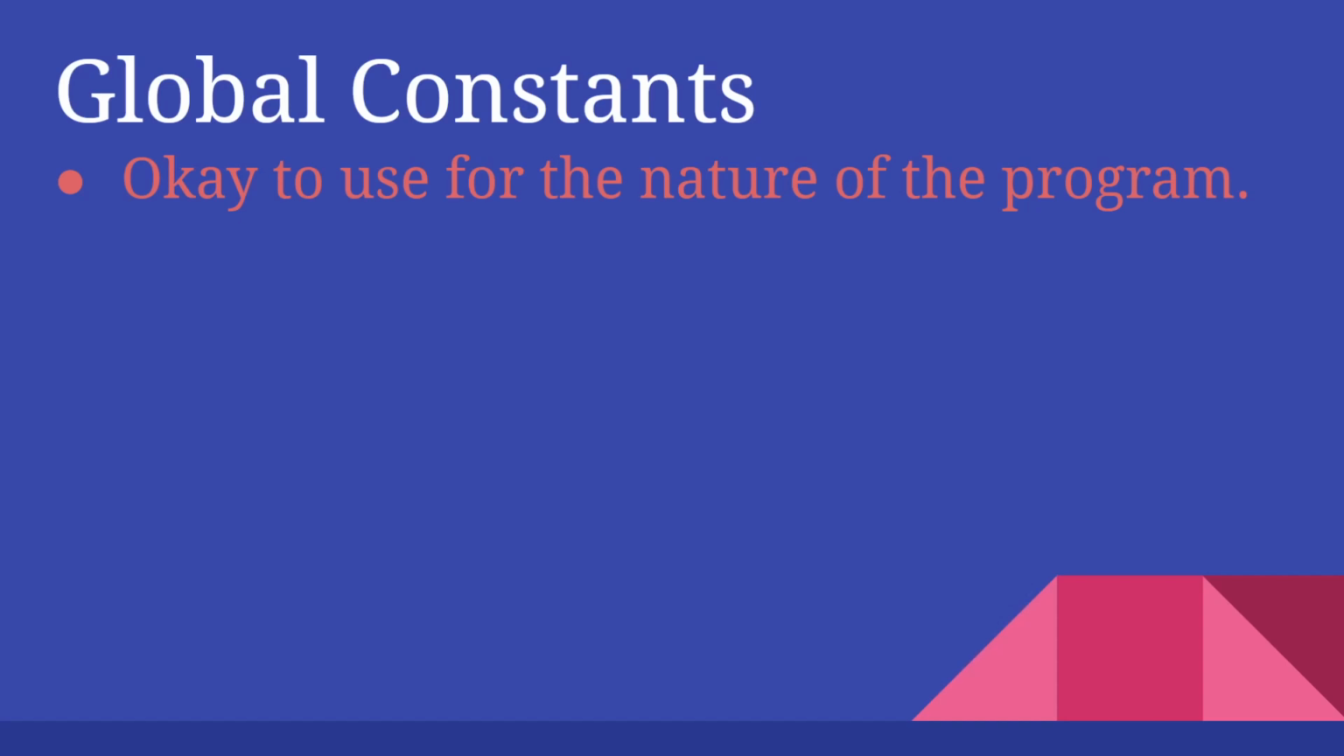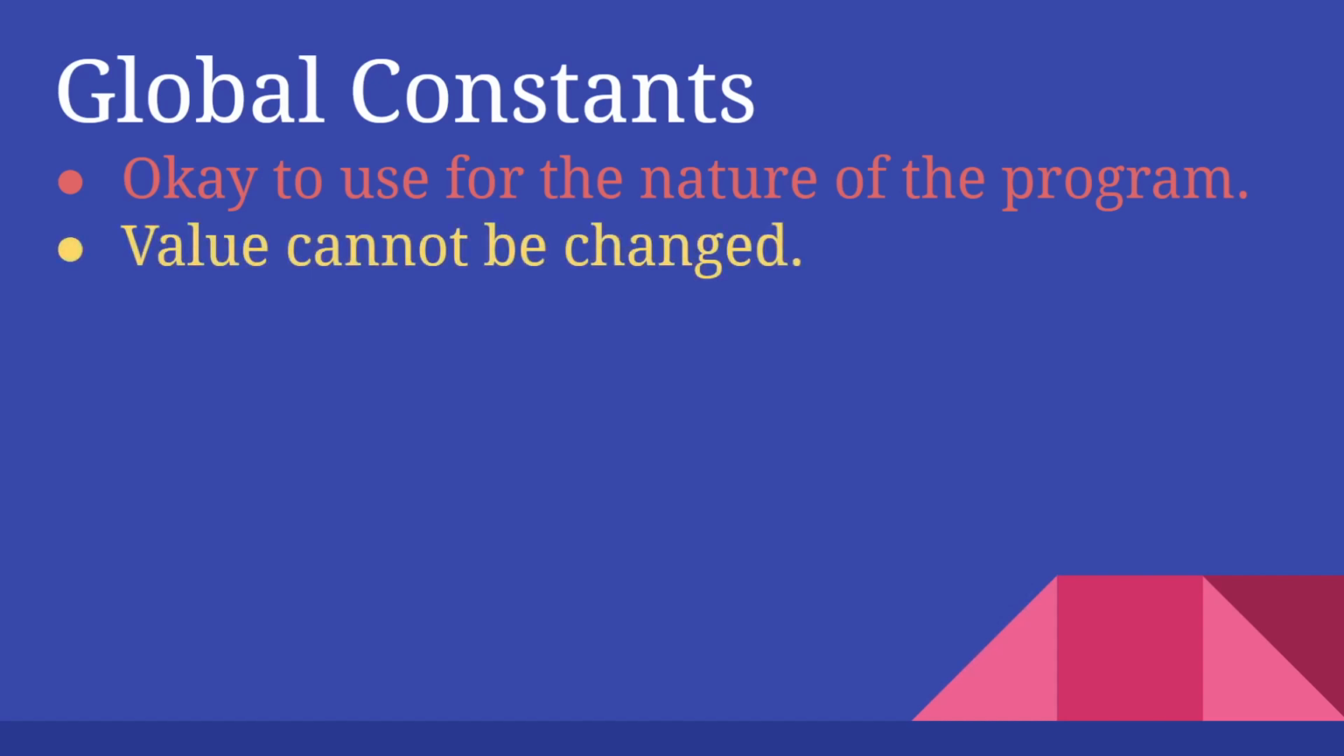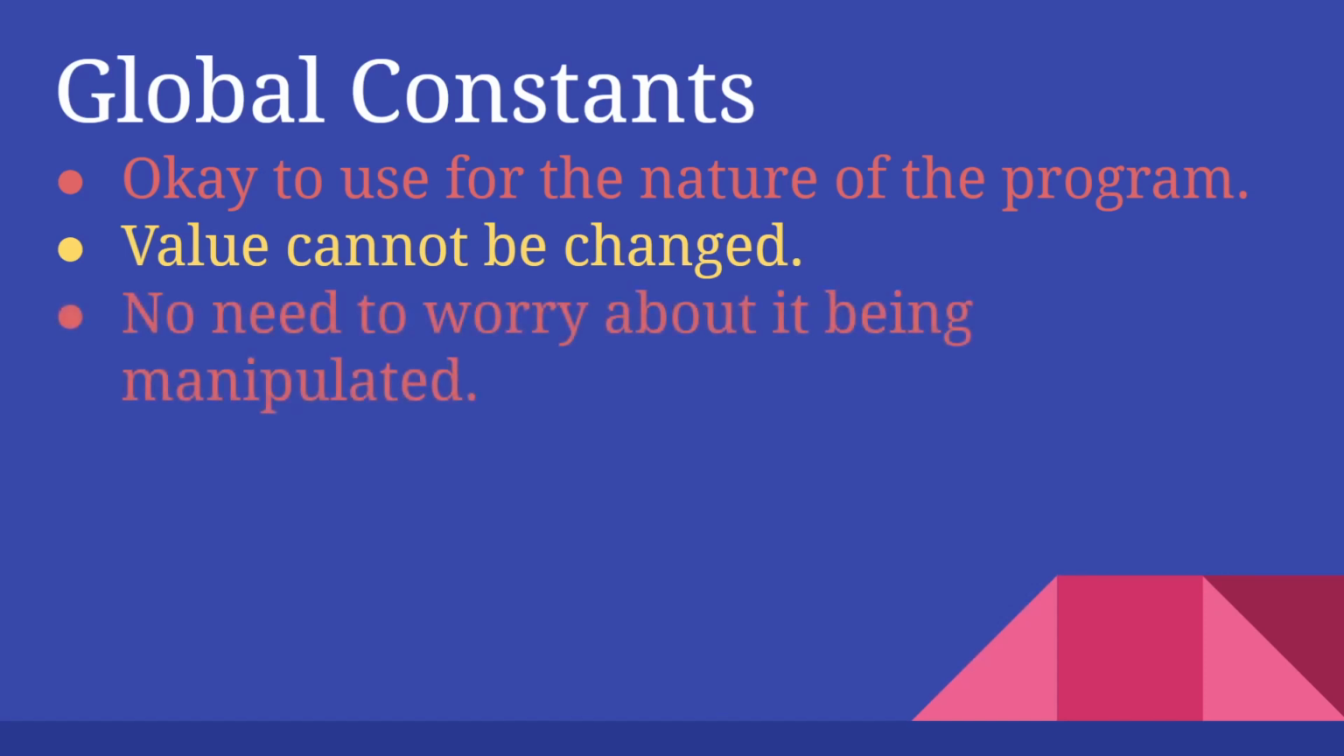And this is because when using the keyword constant in front of your global variables, this means that the value cannot be changed throughout the program, right? Whatever you initialize it to, that is what it will be for the rest of the program, and you cannot change it. So this eliminates the need of worrying about it being manipulated if you're going to be accessing it throughout many functions throughout your program, right?